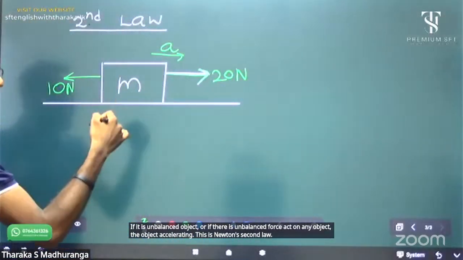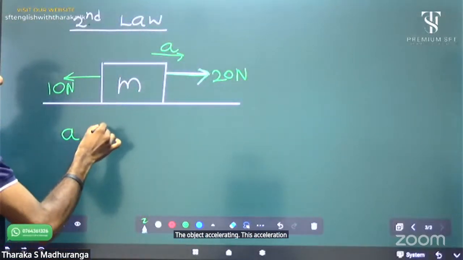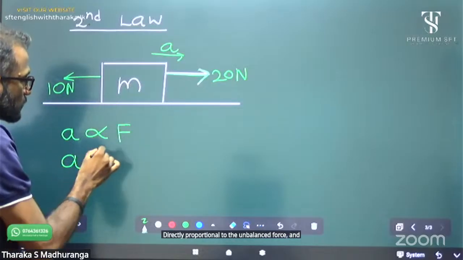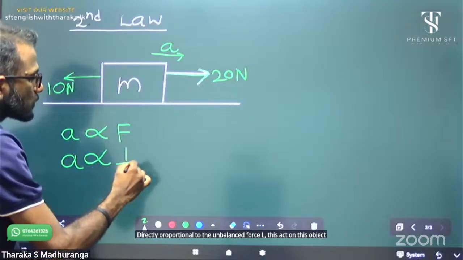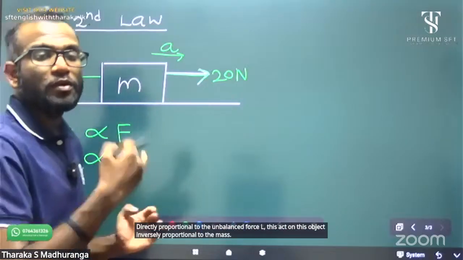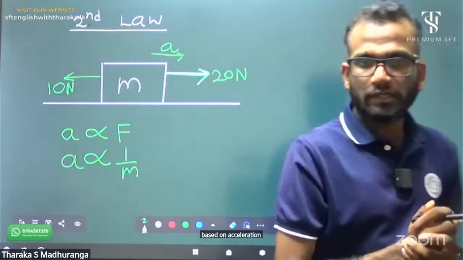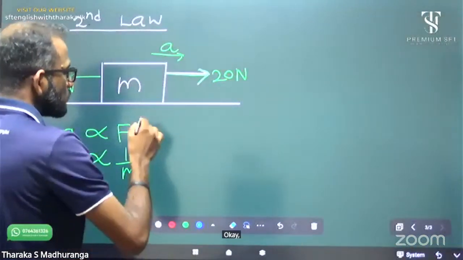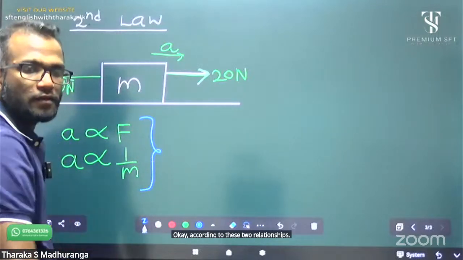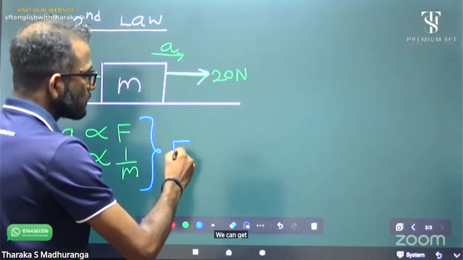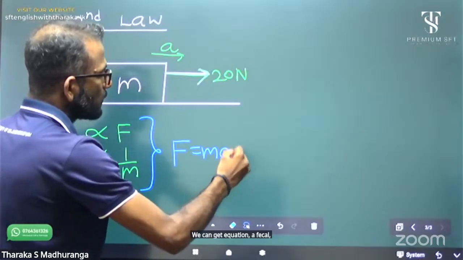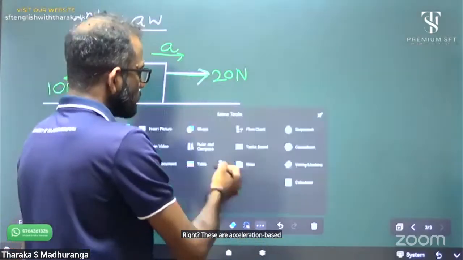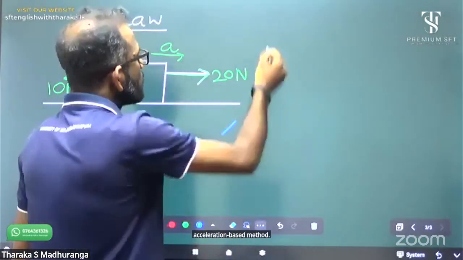The object accelerates. This acceleration is directly proportional to the unbalanced force, and inversely proportional to the mass. This is Newton's second law based on the acceleration method. According to these two relationships, we can get the equation F equals ma, in newtons. This is the acceleration based method.